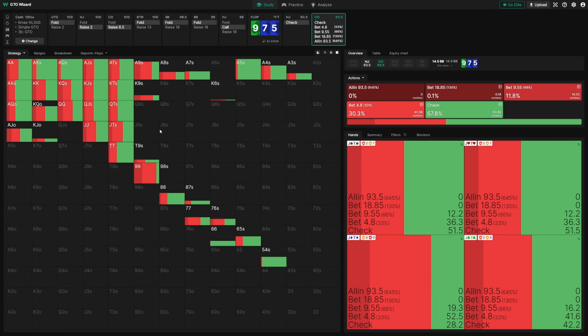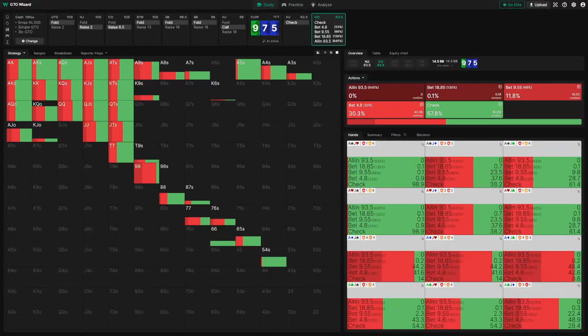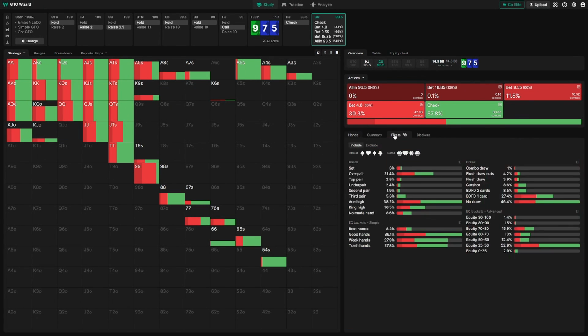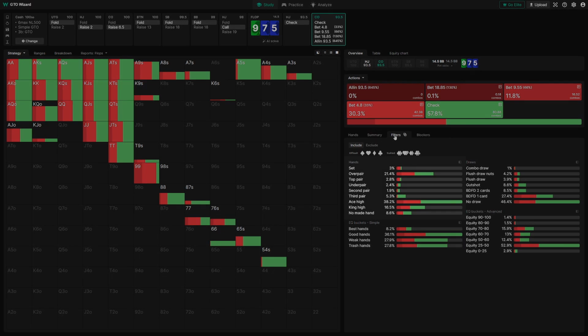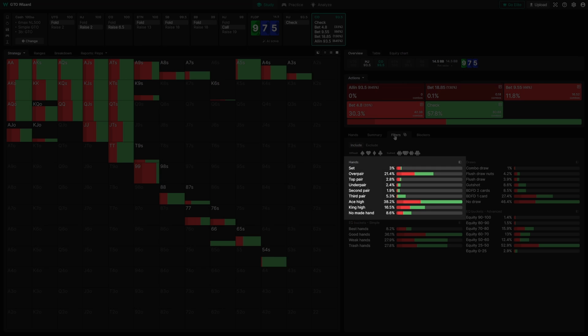And then only once you've got a handle on that, do you work your way down to the smaller combinatorial stuff. The easiest way to do that is to use this filters tab. I love the filters tab. And the reason I like this is because it allows me to start thinking of hands in terms of hand classes, grouping similar hands together.